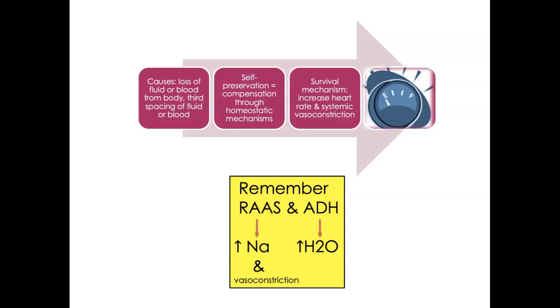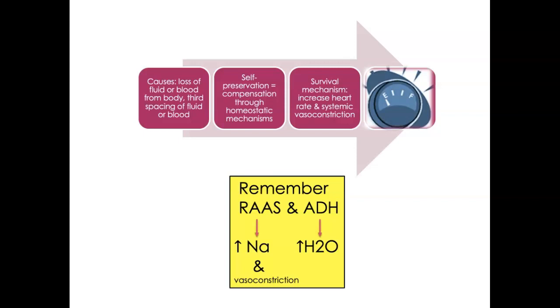And so what happens is you have the causes, and the body goes into self-preservation. So they go through that compensatory stage to maintain the homeostatic mechanisms. And they go into a survival mechanism where they increase the heart rate and systemic vasoconstriction. So very similar to the stages that I've already talked about. But one of the systems that comes into play is the kidneys.